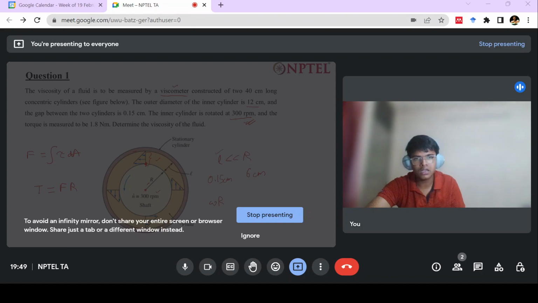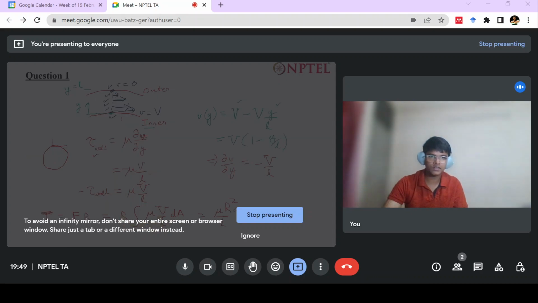So what is the area? The surface area of the cylinder is basically 2 pi r capital L. Capital L I am representing as the length of the cylinder, so don't confuse the capital L with the small l. Small l was the gap between the outer and the inner cylinder. So we found out the torque with that.